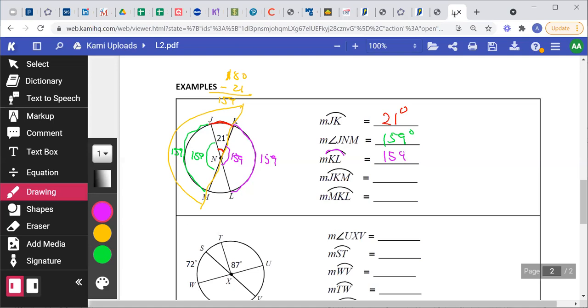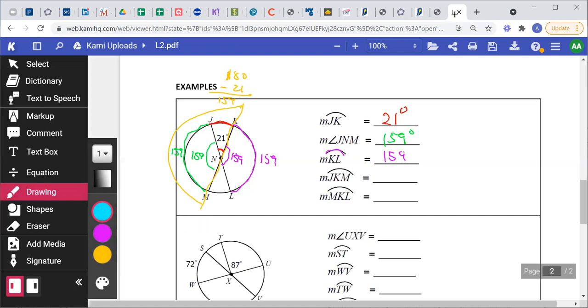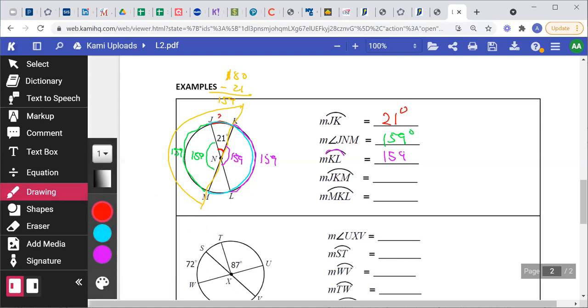And we are told to find the measure of the arc JKM. Let me change color so we can all see better. JKM, I wanna move from J, then to K, and then to M. This is big. We all know that this one here is 21. This is 159, and this 21 and this 21, these two angles are opposite. So this is gonna be 21 as well. So that means this small angle here is gonna be 21.